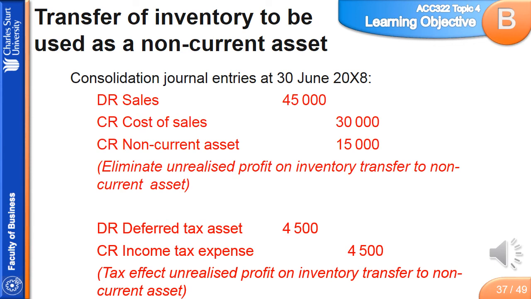If it was in future periods, you would then need to use the retained earnings account, same as a transfer of inventory, instead of those income and expense accounts. And we'll now look at, on the next slide, how to account for the depreciation as time passes.